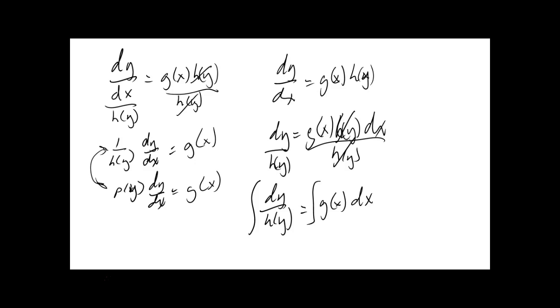And if that's the case, and you can integrate it, then this is what they call H of y, the antiderivative of 1 over h of y, and this would be G of x, the antiderivative of little g of x dx, and then add your constant of integration. Okay? You could write a constant of integration on both sides, but why? You're going to just combine them into one. So you only need one constant of integration.